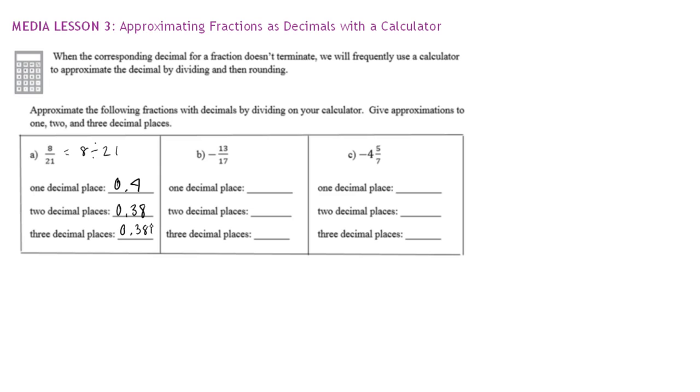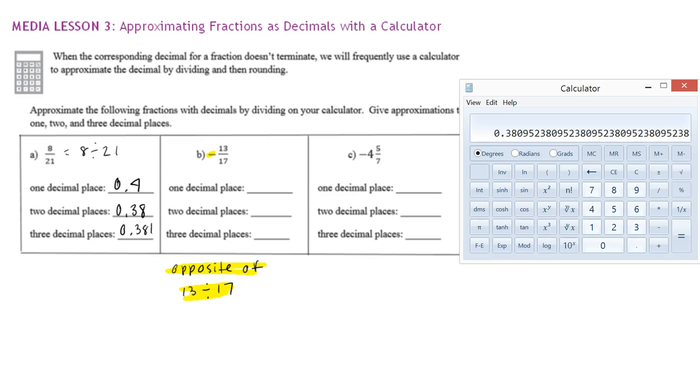Now let's look at the next example. We have negative 13/17. So let's think of this as the opposite of 13 divided by 17. Meaning, I'm going to put this expression in the calculator, and then we know our answer is going to be negative. So that's what I mean by the opposite of. So let's find 13 divided by 17.